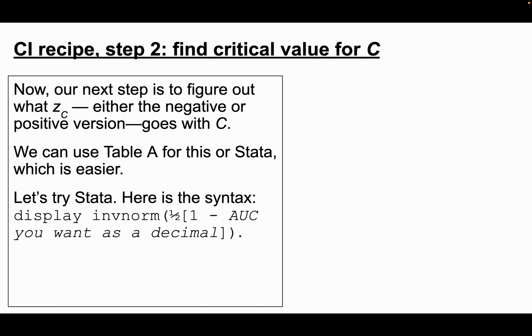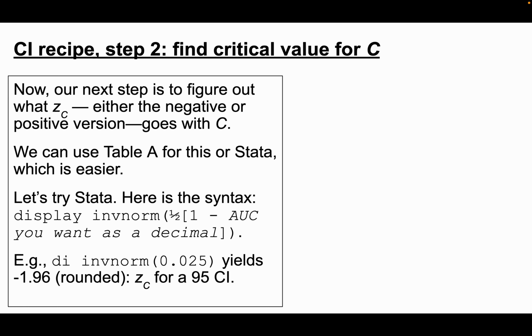Let's try stata, actually, since we've been using table A, but I want to have you all start using stata a little bit more for this thing. Here's the syntax, and I'll explain where the syntax comes from in a moment. We say display invnorm, or inverse norm, 1/2 times 1 minus the area under the curve you want as a decimal. I know that seems like a lot. I'll explain why that is what it is in a moment. It's actually really important, and you can't get out of this. So even using table A, you actually need to use this exact logic. We're just speeding it up with stata.